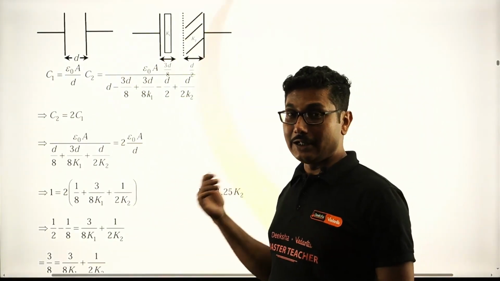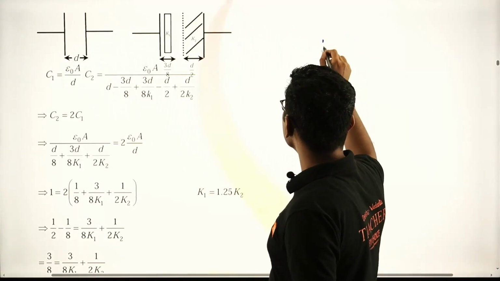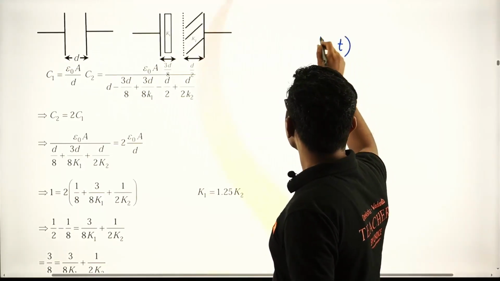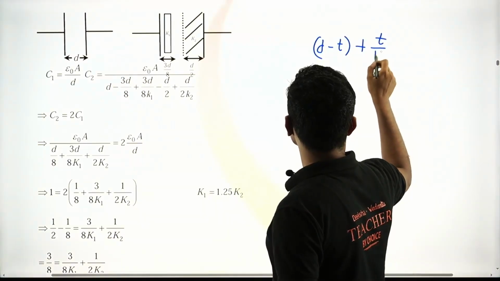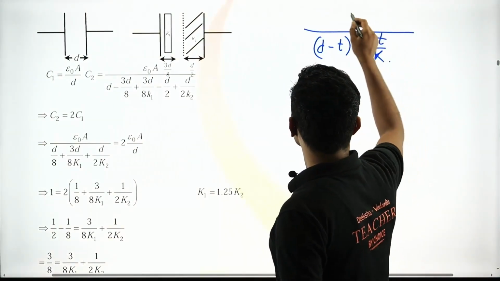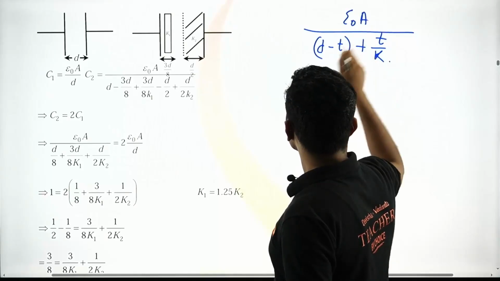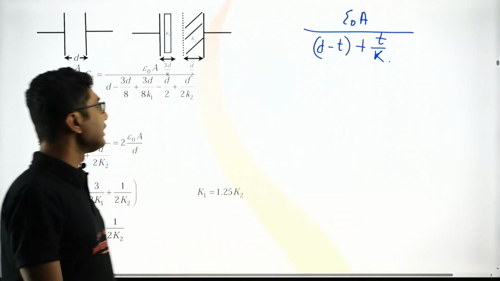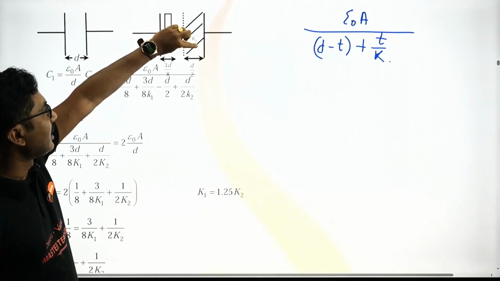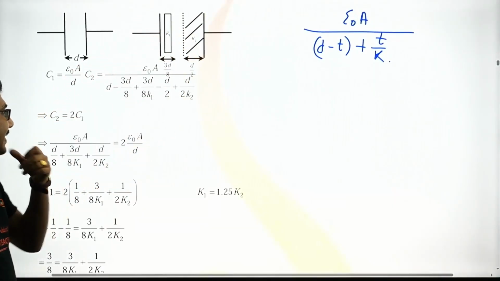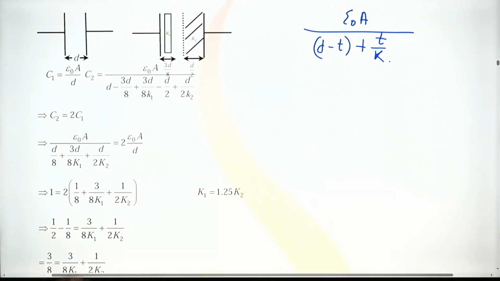D minus t plus t by K, right? This is the formula divided by epsilon naught A. So this formula they have used, and they have used it twice. Okay, one for this plate, another one for the other one. And you get the total capacitance, and it is also given that C2 is twice of C1.